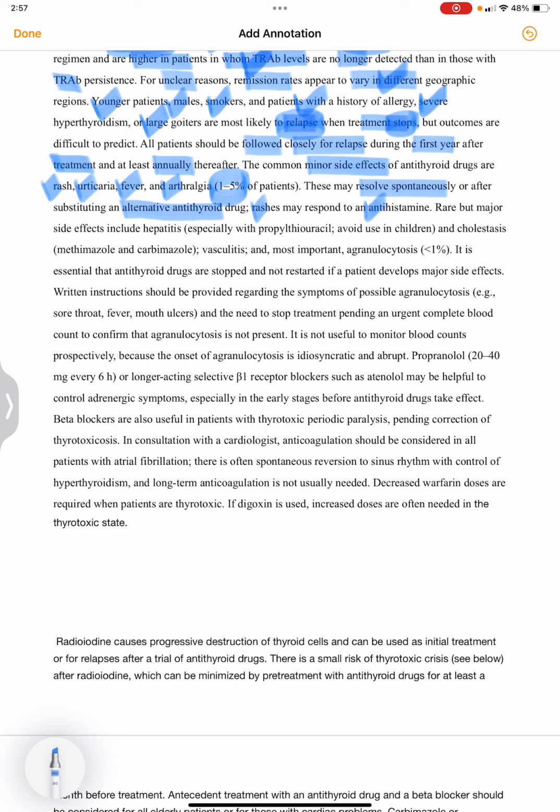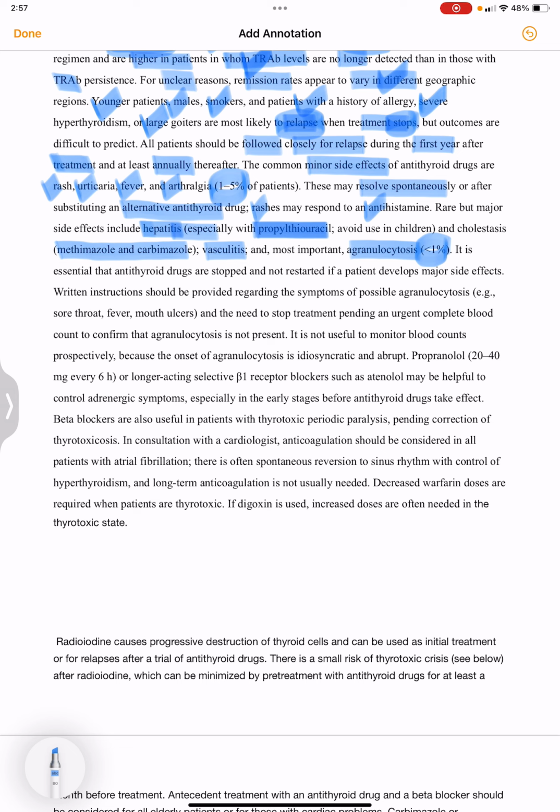And rare but major side effects include hepatitis, which is seen with propylthiouracil, and cholestasis, which is seen with methimazole and carbimazole, vasculitis, and most important is agranulocytosis, that is in less than 1%. So what are the major side effects? Hepatitis, usually seen with propylthiouracil. Cholestasis is seen with methimazole and carbimazole, vasculitis, and most important is agranulocytosis, seen in less than 1%.